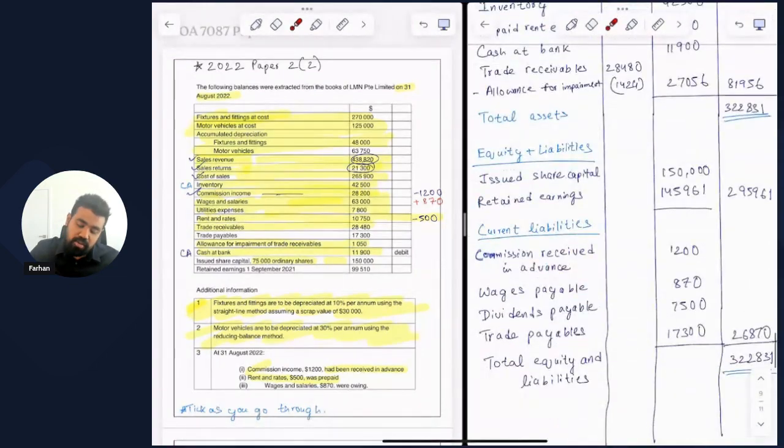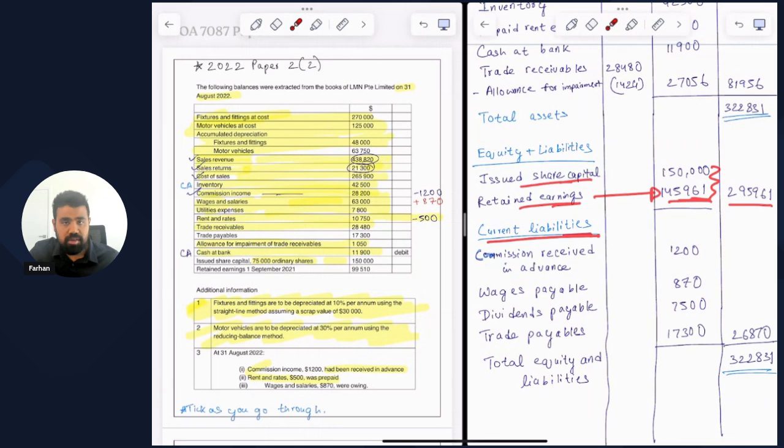So within the equity section, you've got issued share capital and then retained earnings of 145,961. So you add the total equity, which gives you 295,961. Okay. Next, we've got the current liabilities. In this question, we do not really have any non-current liabilities because in most cases, the non-current liabilities you will come across are the bank loans, which we do not really have any. So therefore, we do not have to worry about that.